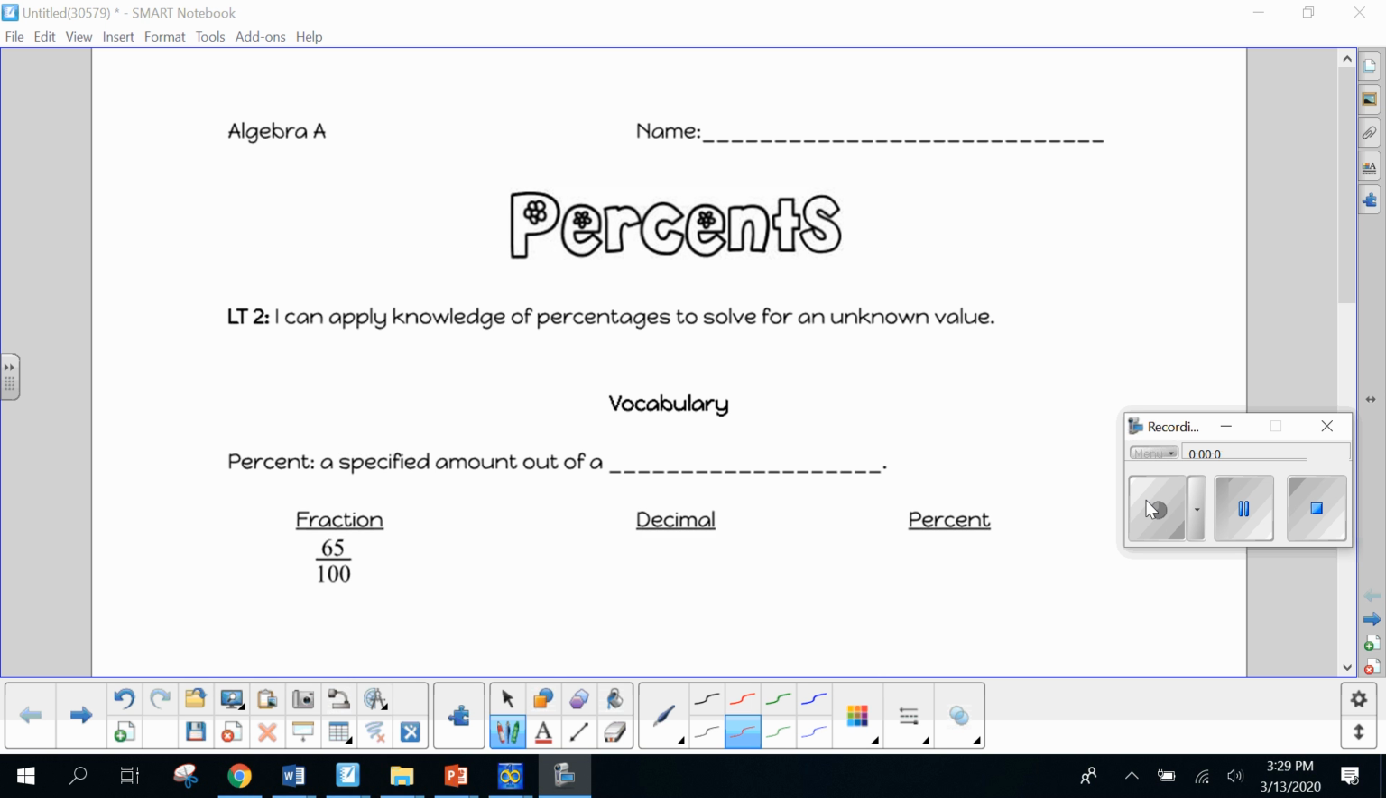Okay, so today's lesson is on percents. And the learning target is I can apply knowledge of percentages to solve for an unknown value. Some vocabulary. Okay, so the first one is going to be percent. It's a specific amount out of 100.